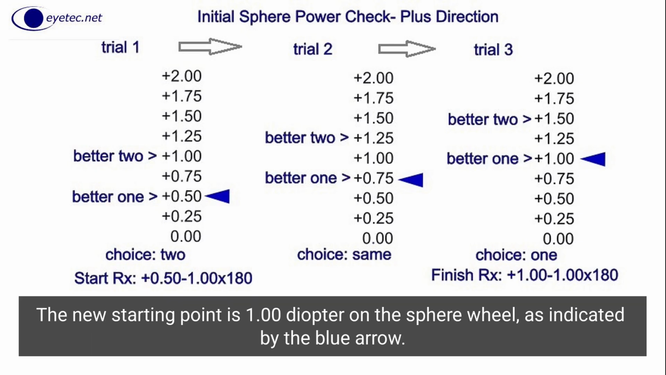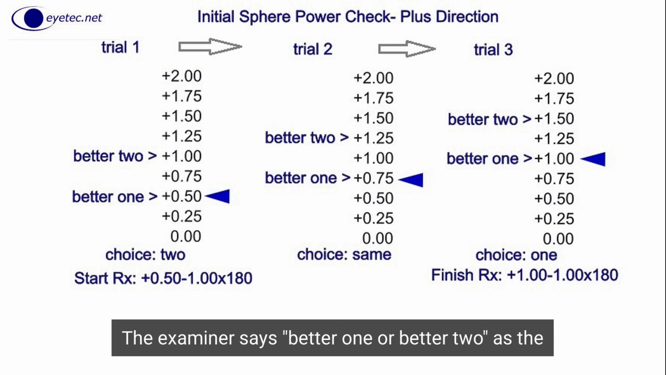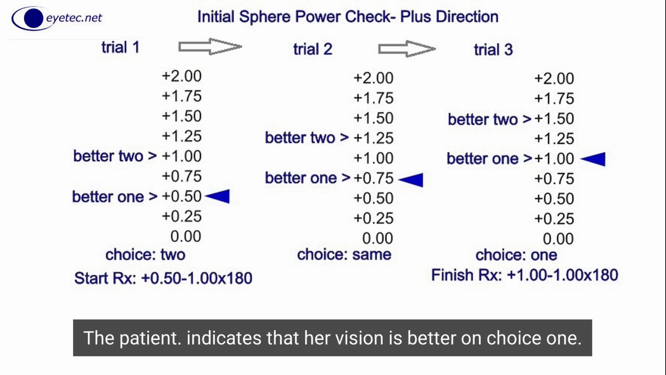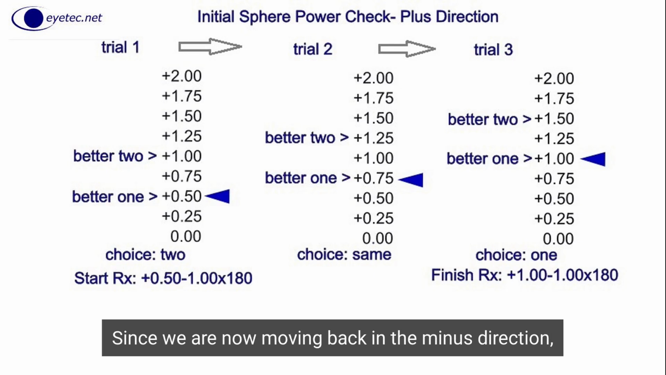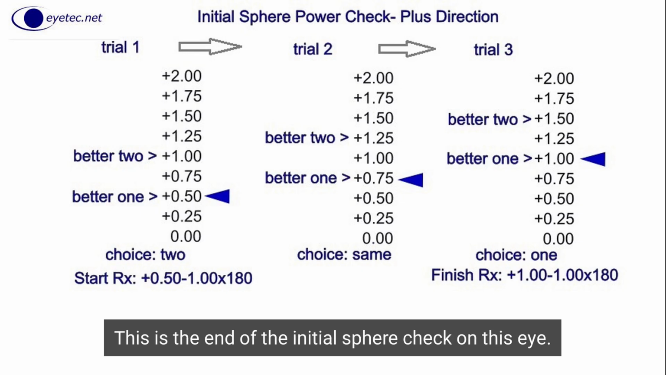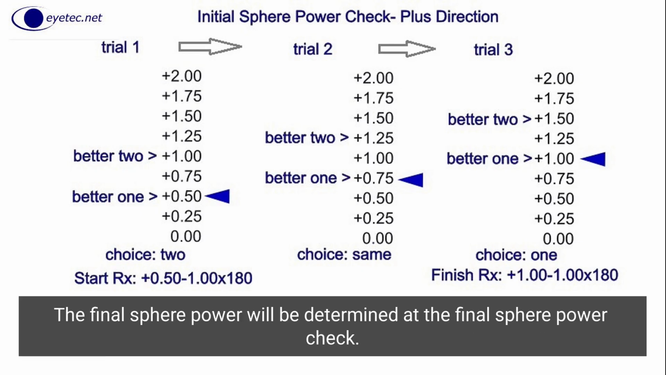The new starting point is 1 diopter on the sphere wheel, as indicated by the blue arrow. The examiner says better 1, or better 2 as the sphere wheel is changed from plus 1 diopter to plus 1.50. The patient indicates that her vision is better on choice 1. Since we are now moving back in the minus direction, we can either leave the sphere power on plus 1.25 or on plus 1 diopter. This is the end of the initial sphere check on this eye. The final sphere power will be determined at the final sphere power check.